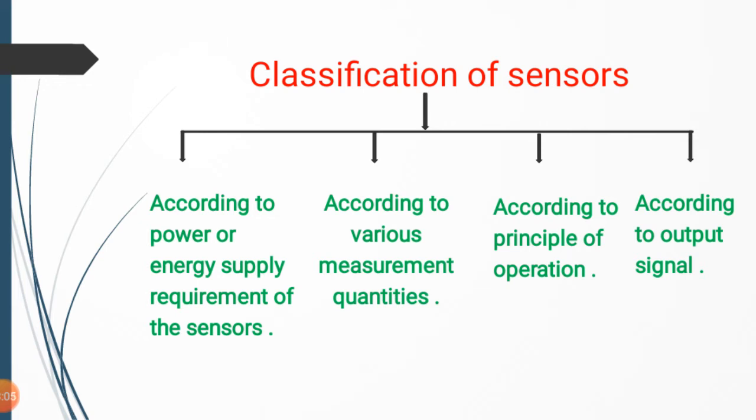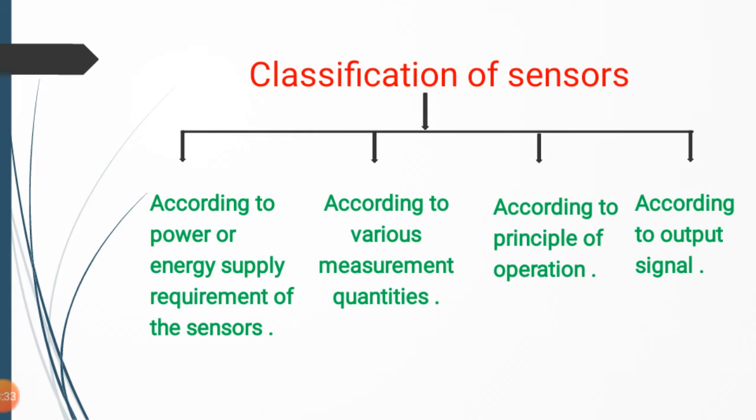Now the next criterion is according to output signal. We know that there are generally two types of signal. First is the analog signal and second is the digital signal. According to that, there are different types of sensors, generally analog sensor and digital sensor, depending on the output signal. So these are the basic four criteria on which the sensors are classified into different types.